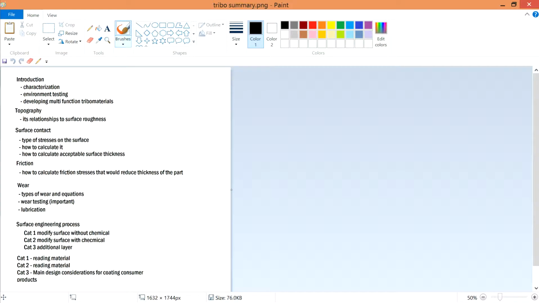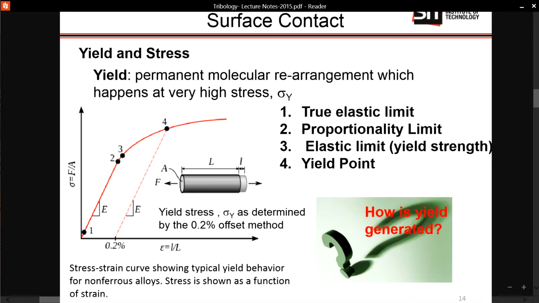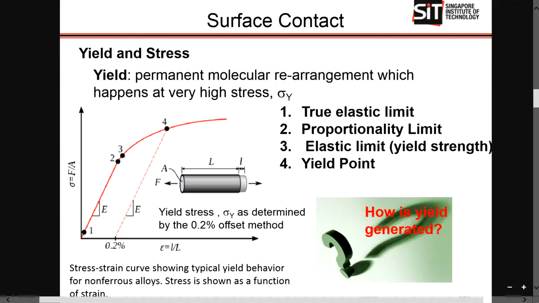So just a quick review of where we are. We're actually at the surface contact. We will be discussing all about these things in this video. Let's just start off. The surface contact itself deals with yielding and the yield stress.